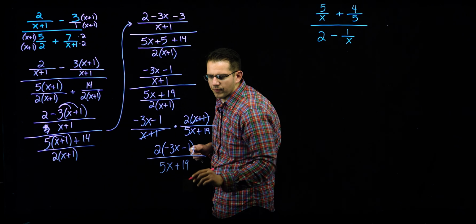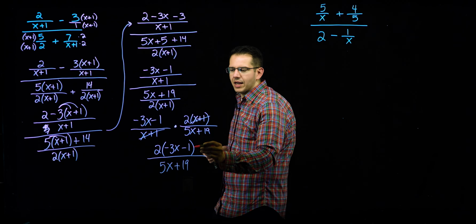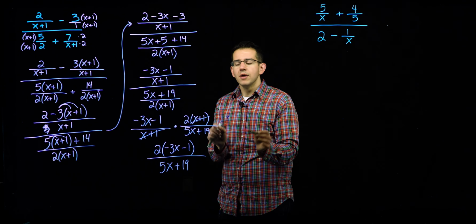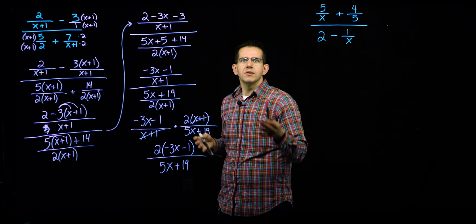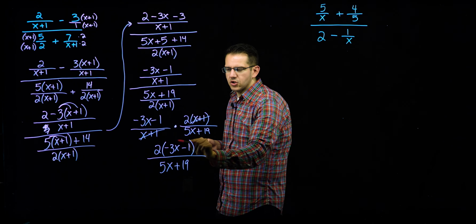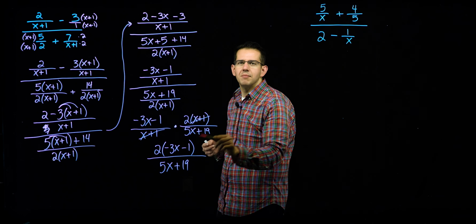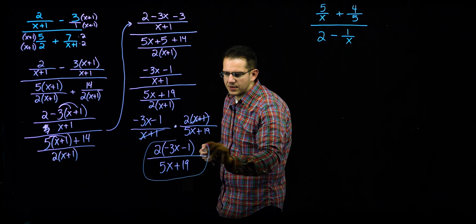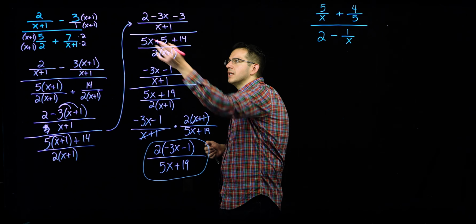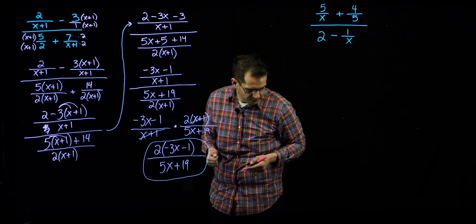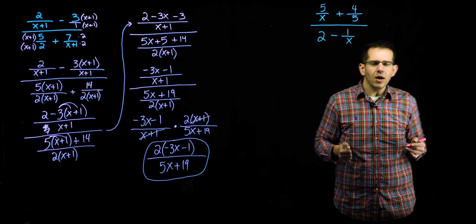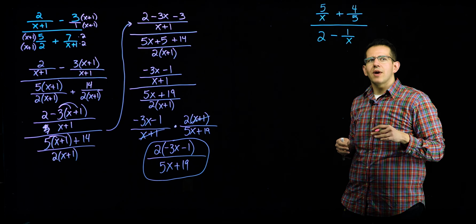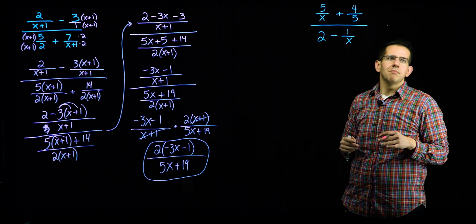And it's perfectly fine to leave this in fraction form that is factored, but if your instructor wishes for you to distribute it, then you could just distribute this 2 to get negative 6x minus 2 like we had in the other video. And this is the simplified form of this complex rational expression. Go ahead and take a moment, pause the video, and see if you can try to simplify this complex rational expression using this same method.